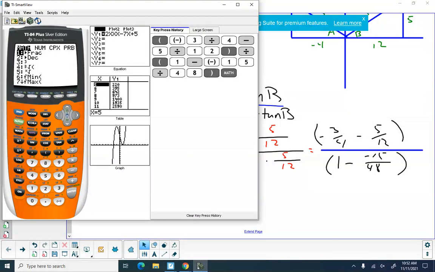We hit our math button. It converts us to a fraction. So I'm going to change that to a fraction. You hit enter, and then you hit enter. And you get your solution.